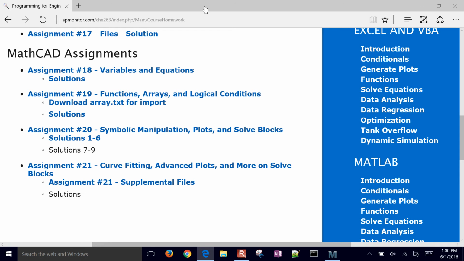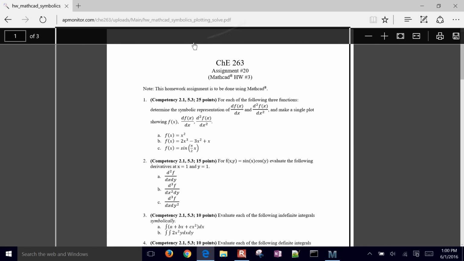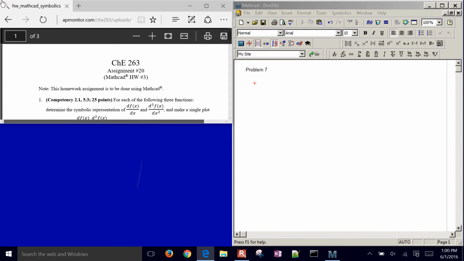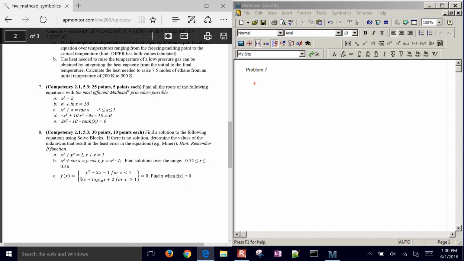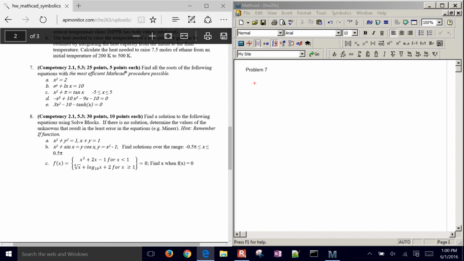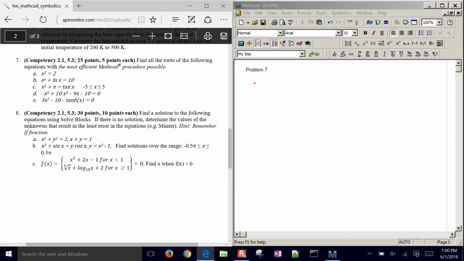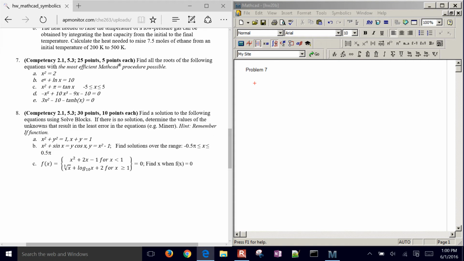I already did solutions 1 through 6. We're going to start with 7. I'll make this just a little bit bigger and then scroll down to 7. It says find all the roots of the following equations with the most efficient MathCAD procedure possible.